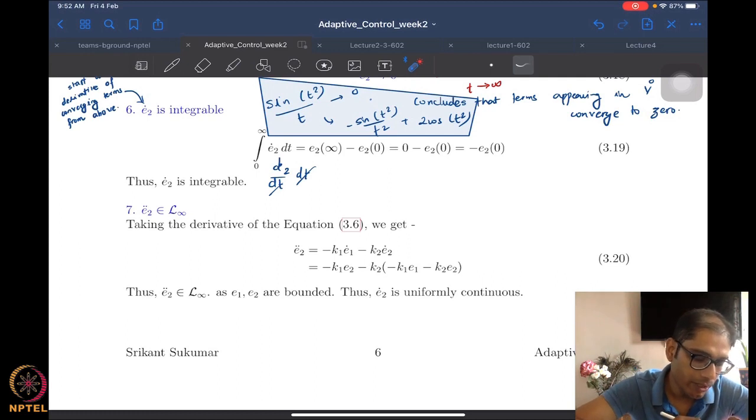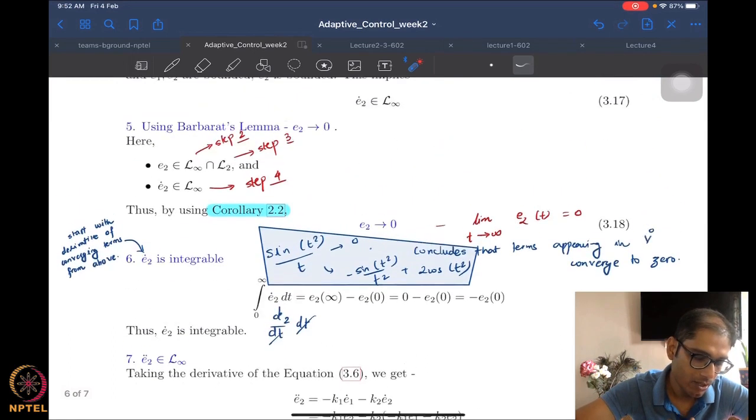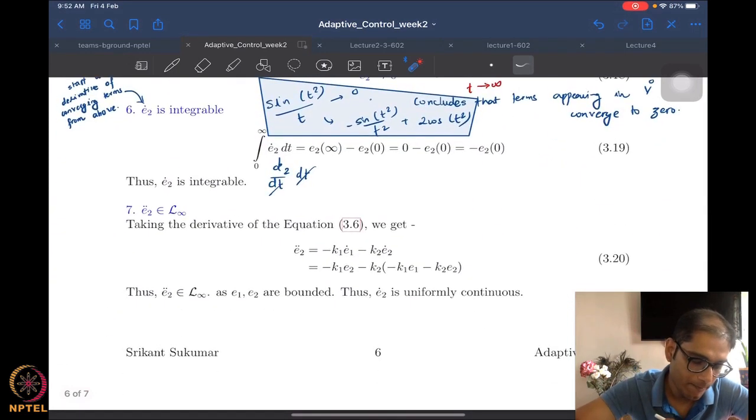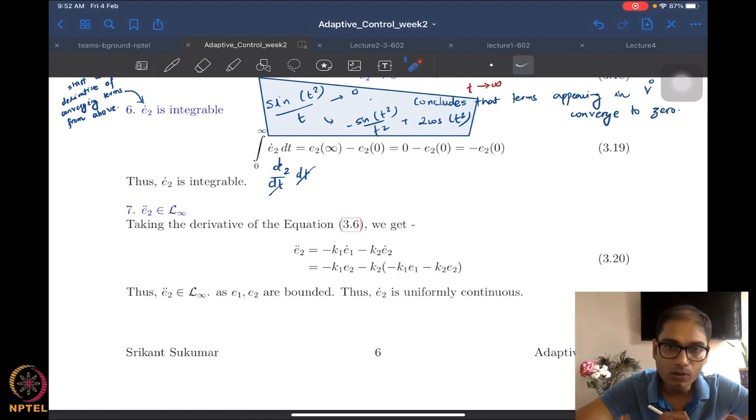So how do I compute E2 double dot? Just take E2 dot and take derivatives again, on both sides. This gives me minus k1 e1 dot minus k2 e2 dot. Then I substitute for e1 dot and e2 dot using the dynamics again. So this is minus k1 e2 and minus k2 times minus k1 e1 minus k2 e2. You will notice that k1 and k2 are constant, so they don't play any role in signals becoming unbounded.